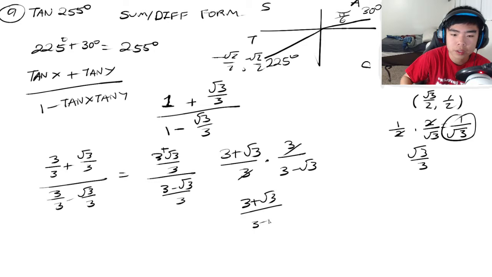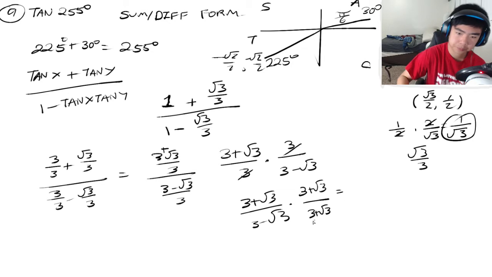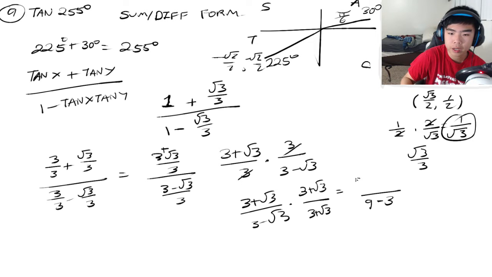3 plus rad3, 3 minus rad3, right? As far as I know, you don't want the rad on the bottom, so you could cancel it out. So you'll get, let's see, 9 minus 3. The top you're gonna get 9 plus, I'm pretty sure that's 6 rad3, right? Yeah, 6 rad3 plus 3.